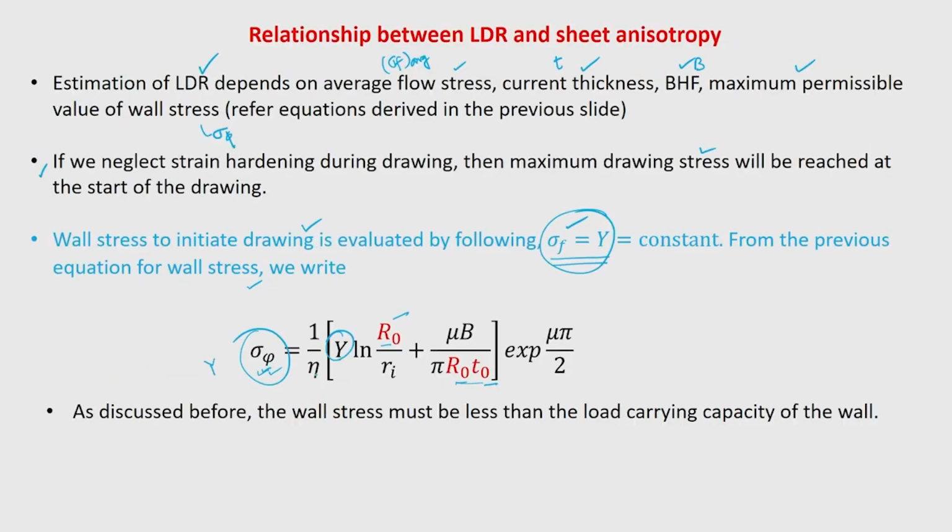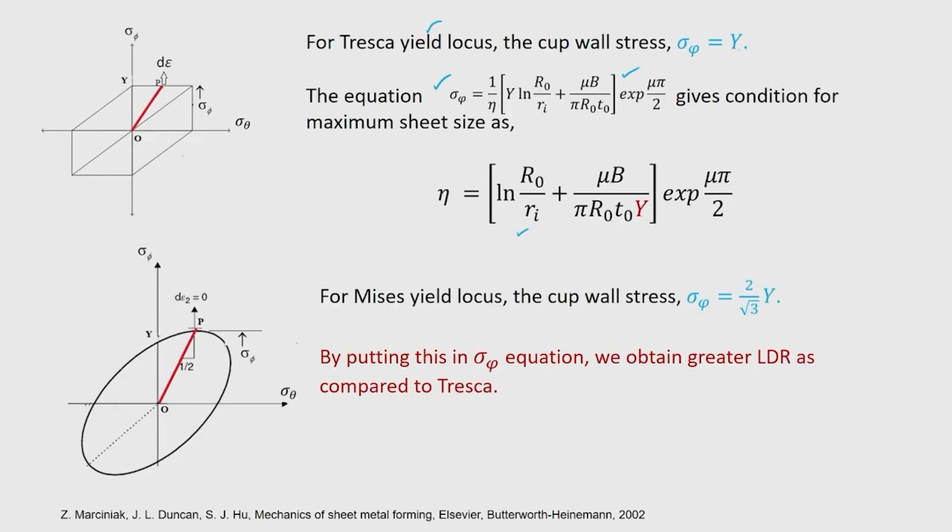Then eta can be taken here, Y can come here, Y can be taken inside. So this Y vanishes and this Y will come in the denominator of the second part. So I am going to get eta is equal to ln of r naught by ri plus mu b divided by pi r naught t naught Y, Y will come in the denominator, exponential mu pi by 2. So this is the condition for maximum sheet size.